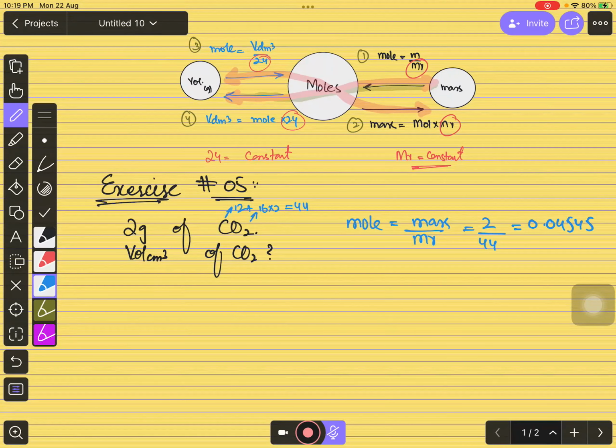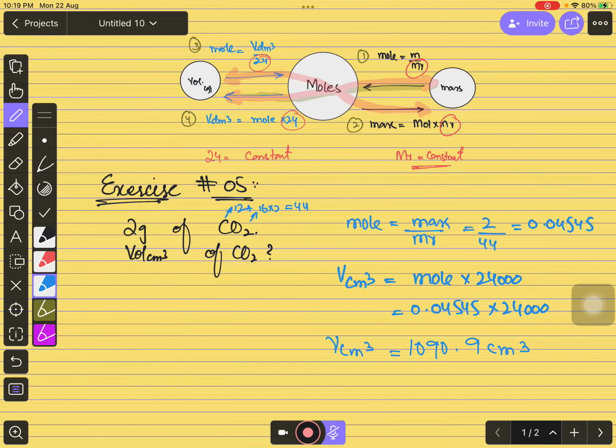Moles are there. Now you can convert this into volume as well. If you want to find out volume in centimeter cube, you just need to do what? Moles into 24,000, right? So right now we have moles 0.04545. We multiply it with 24,000. We will get what? We will get the volume in centimeter cube, and it is 1090.9 centimeter cube. Right, बच्चों? Is that clear or not?